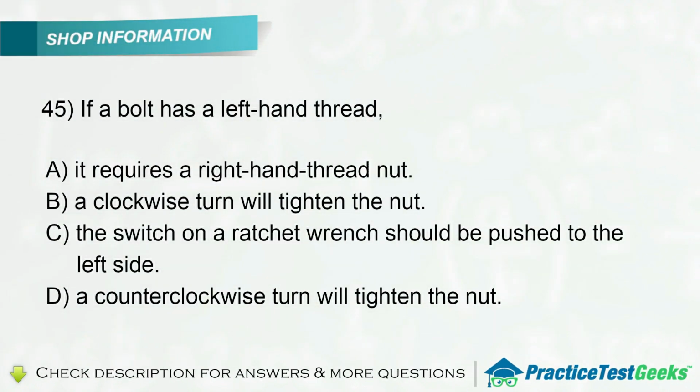Question 45. If a bolt has a left-hand thread, A. It requires a right-hand thread nut. B. A clockwise turn will tighten the nut. C. The switch on a ratchet wrench should be pushed to the left side. D. A counterclockwise turn will tighten the nut.